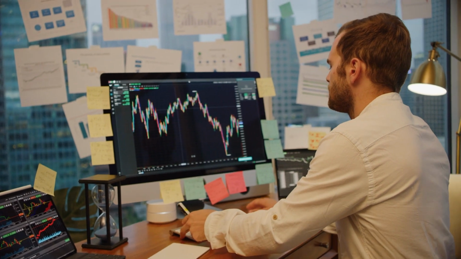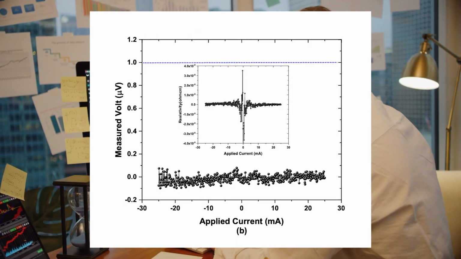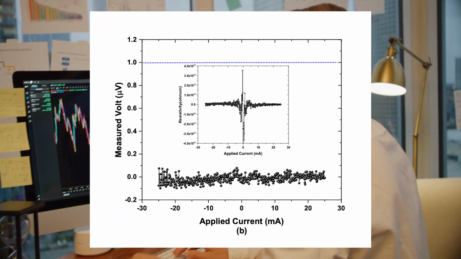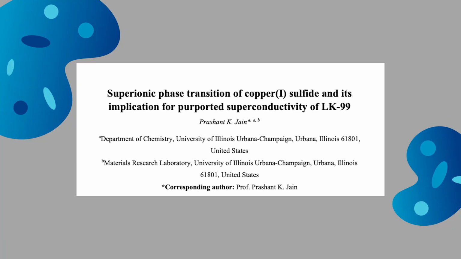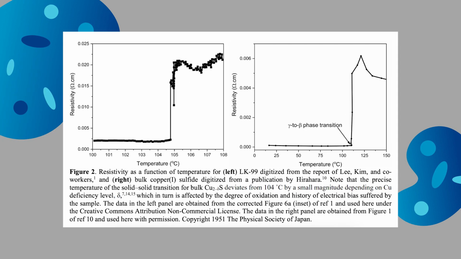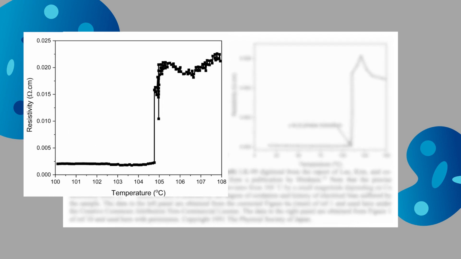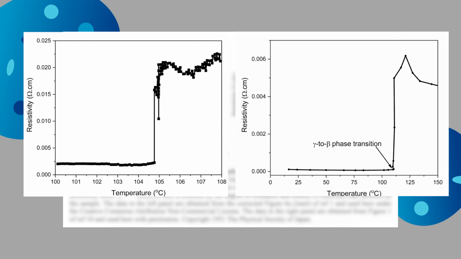It was responsible for the sharp drops in electrical resistivity that were initially mistaken for superconducting behavior. A copper sulfide specialist named Jane at the University of Illinois stated that copper(I) sulfide, Cu2S, undergoes a phase transition at 104 degrees where its resistivity drops dramatically, producing a signal quite identical to the one published in the original LK-99 study. On the left is the digitized graph that Jane made from the paper by Lee, Kim, and colleagues, whereas on the right is a graph from a study done by Hirahara.